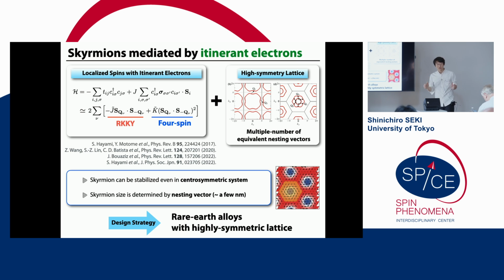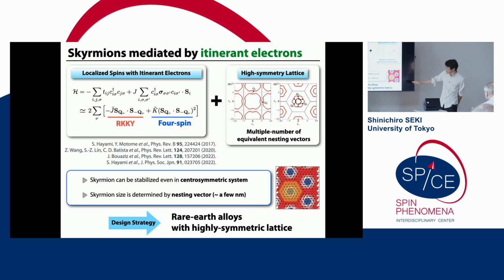And one unique advantage of this new mechanism is that the skyrmion can be stabilized even in a centrosymmetric system. Also, in this case, the skyrmion diameter is determined by the nesting vector, so typically a few nanometers in diameter. So an extremely small skyrmion size can be ubiquitously realized.